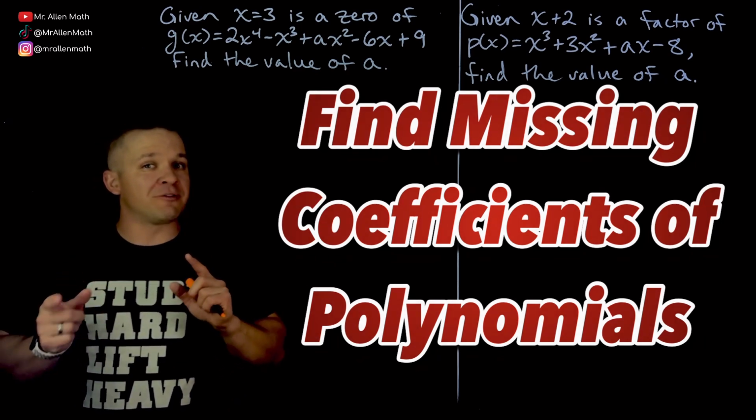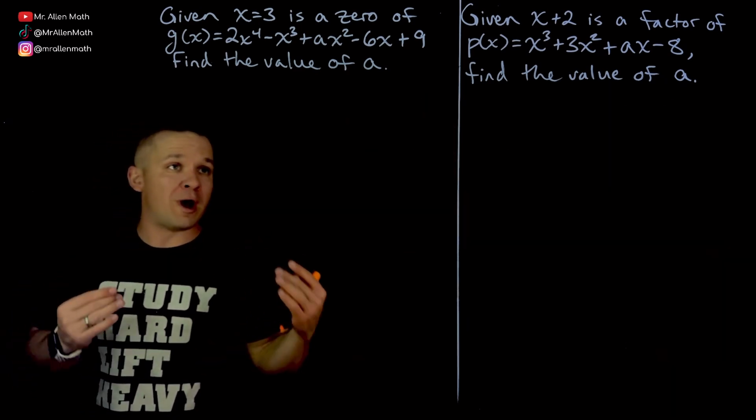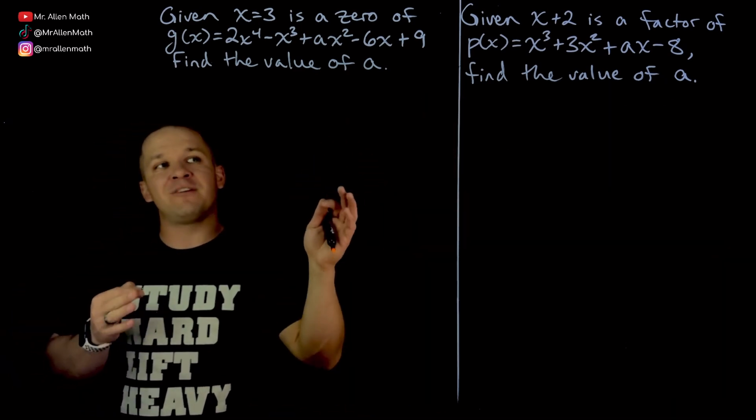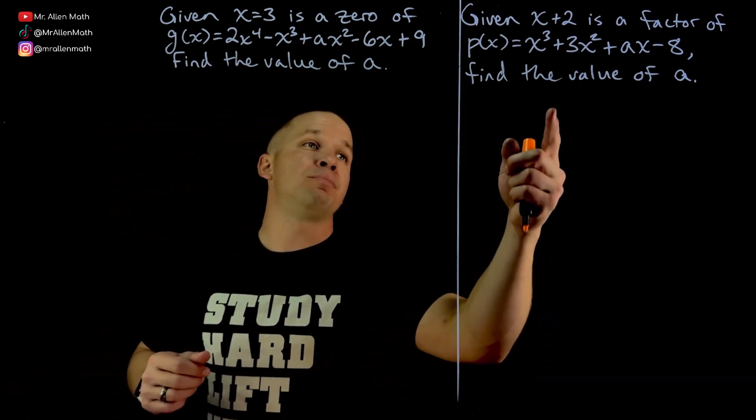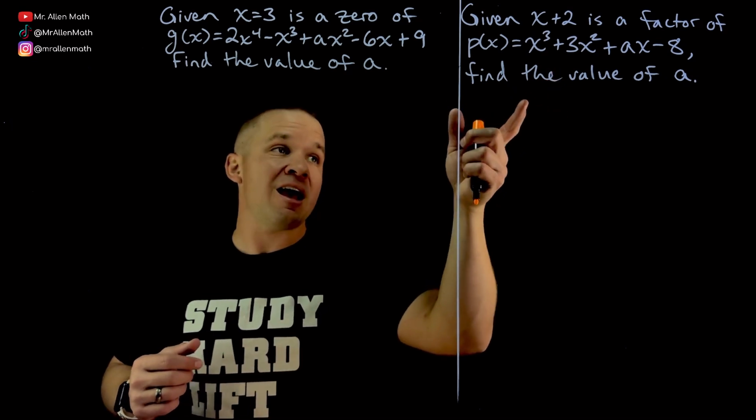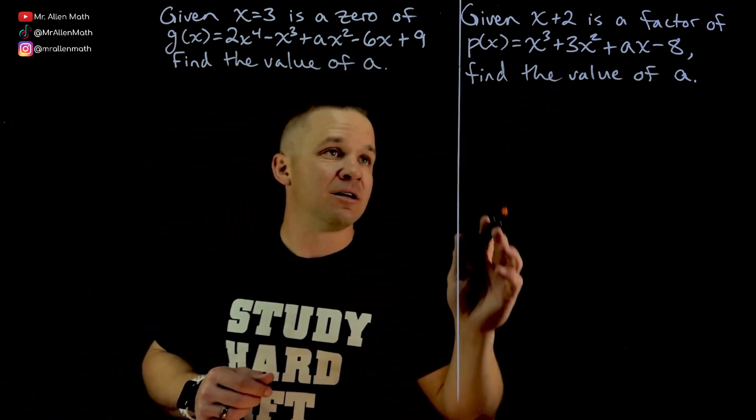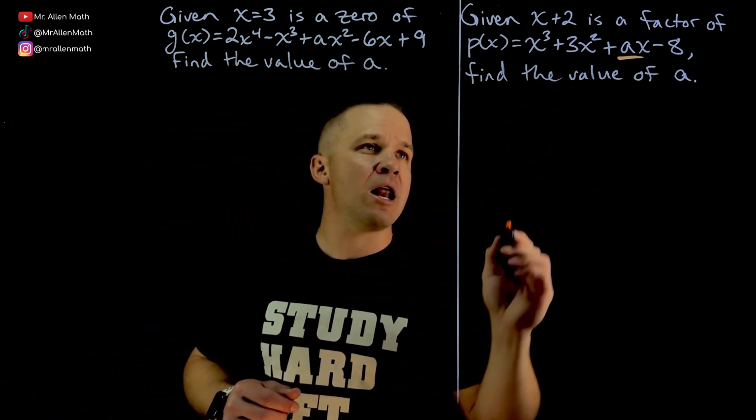Mr. Allen here, finding some missing coefficients of polynomials in this video. And there's actually a couple different ways of going about this. I'm going to show you both ways. So for this first one over here, I have given that x plus 2 is a factor of p of x equals x cubed plus 3x squared plus ax minus 8. Find the value of a. So a is right here with that guy.